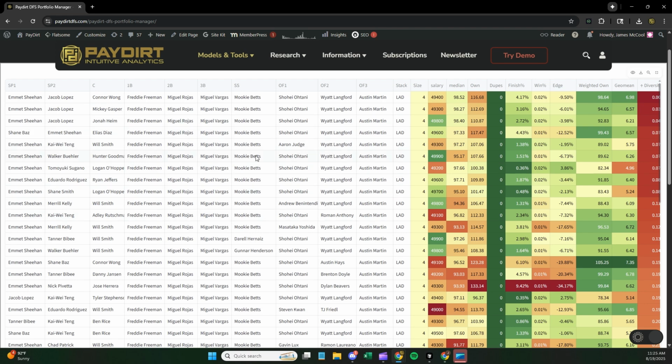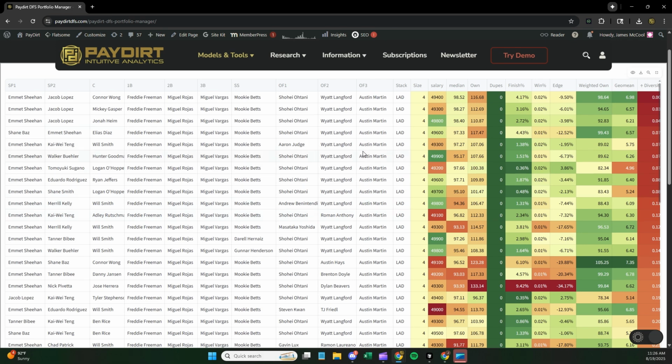It turns out that in order to get all of the pieces that I just talked about, remember we had Sheehan, we had Rojas, we had Betts, we had Freeman, and we had Austin Martin, in order to get all of the players that come together and are most frequent in this set of lineups, I'm sorting it by diversity, right? I'm sorting it by lowest diversity to highest, so that I can see the lineups that have the most of the players in them that are present in this entire portfolio of lineups.